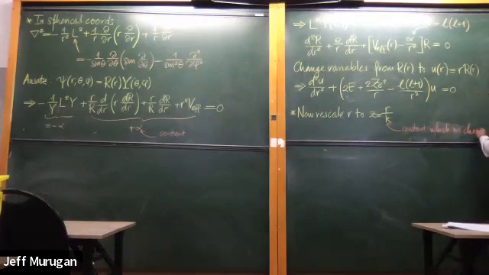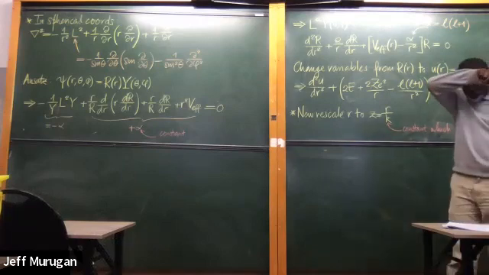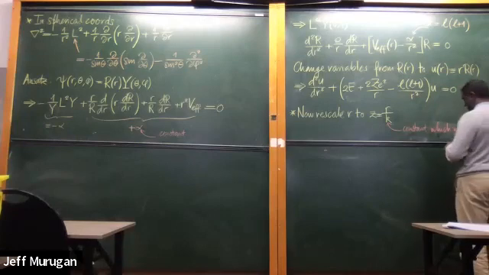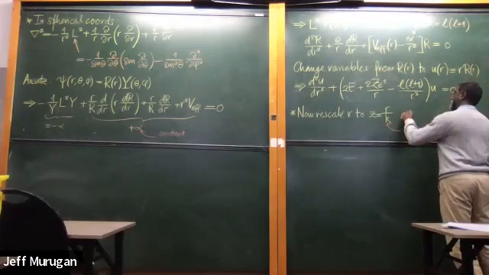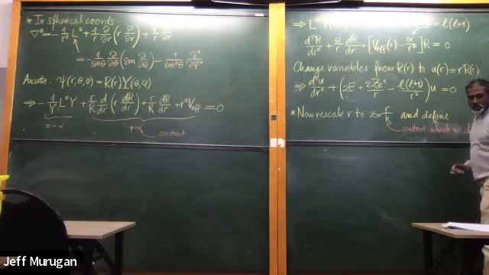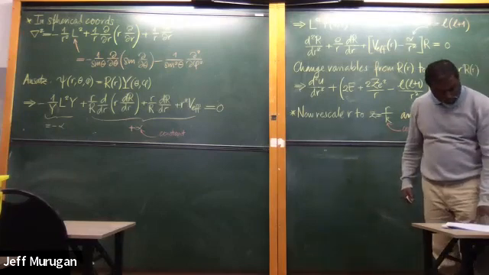I'm going to choose this constant as K squared equal to minus 1 over 8 times the energy. And I want to define, in addition, a new variable.